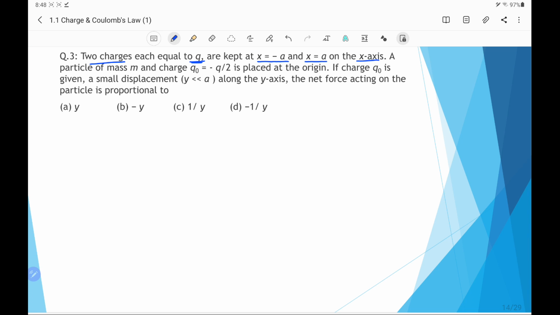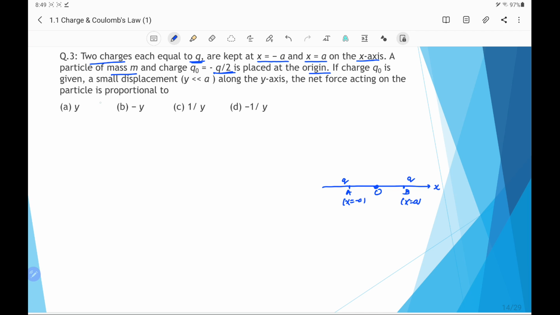Suppose this is the x-axis, this is the origin, one is at A, another is at B. A is at x equal to minus a and B is at x equal to a. Charge at A is q and charge at B is also q. A particle of mass m and charge minus q by 2 is placed at the origin. Suppose it was placed here.